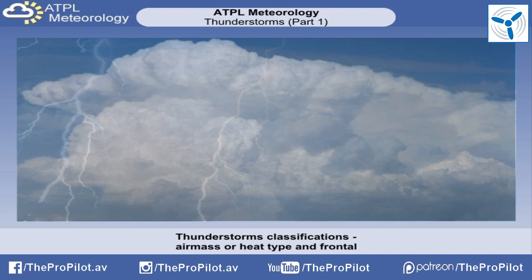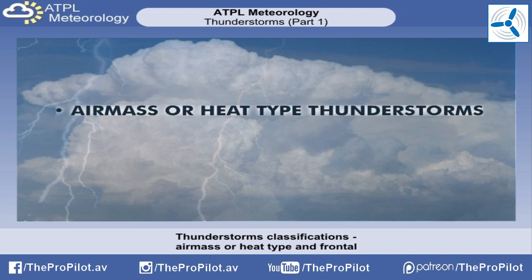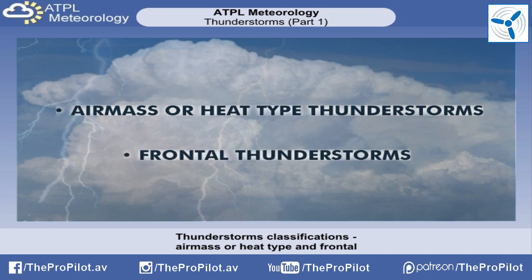There are generally two different types of thunderstorms. Ones that occur in a single air mass, most common in summer and occasionally spring or autumn months, and frontal thunderstorms, which are the more common type in winter. Let's take a look at these in a little more detail.